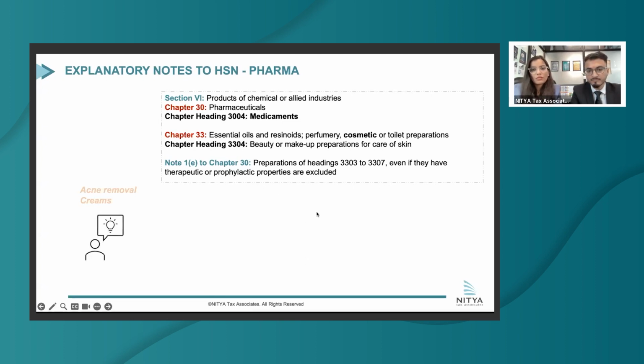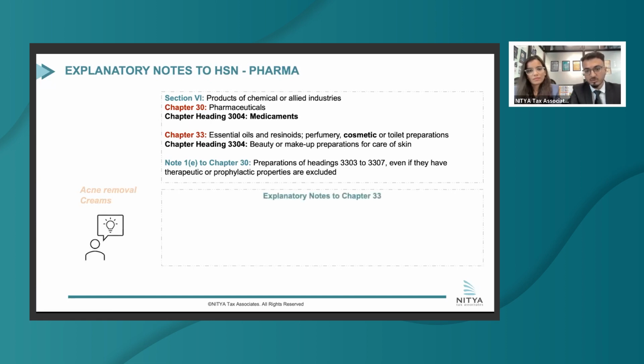Okay, so 63% people say that these are cosmetics, and 37% people say that these are medicaments. These products, there are multiple jurisprudence that have explained several tests applied by courts for the qualification of these products with respect to medicament or beauty care products.